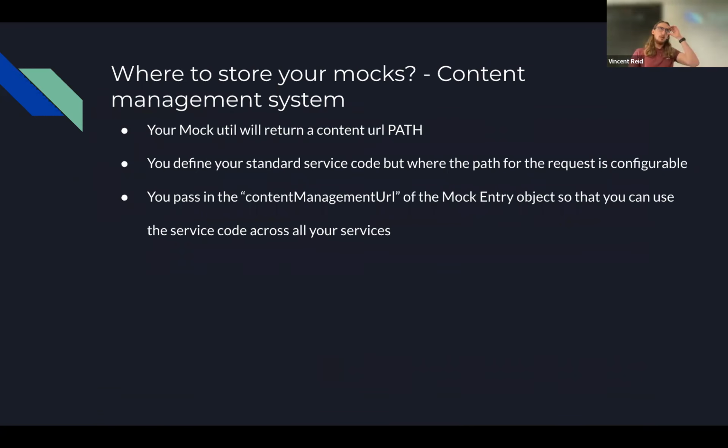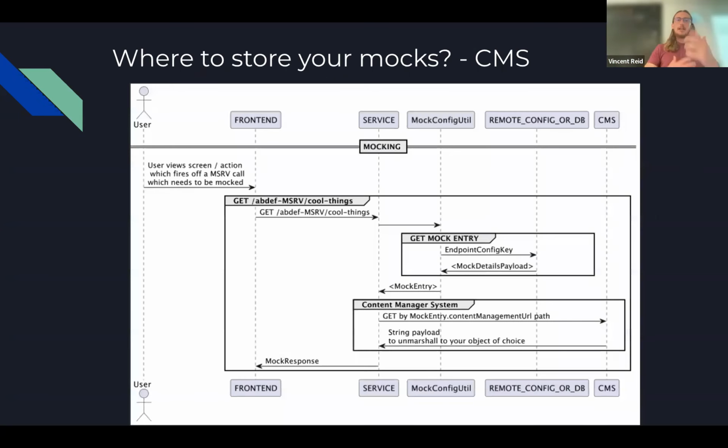Like I said previously, with the DB approach, your BAs, or whoever is responsible for updating these mocks, might not necessarily have the skill set or the access to make those updates to those payloads. So the one that really works well, especially when it's not necessarily devs doing the updates to the mocks, is the content management system. And what will happen here is your mock util will give you that content path, right? So the path is the permutation, but the content util, the config util or mock util is the one that's making the decision ultimately.